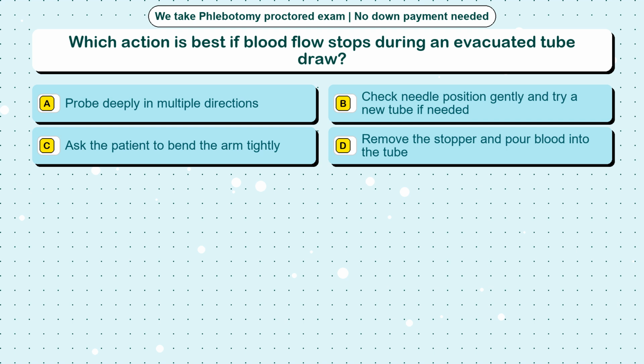Option A, probe deeply in multiple directions. Option B, check needle position gently and try a new tube if needed. Option C, ask the patient to bend the arm tightly. Option D, remove the stopper and pour blood into the tube.